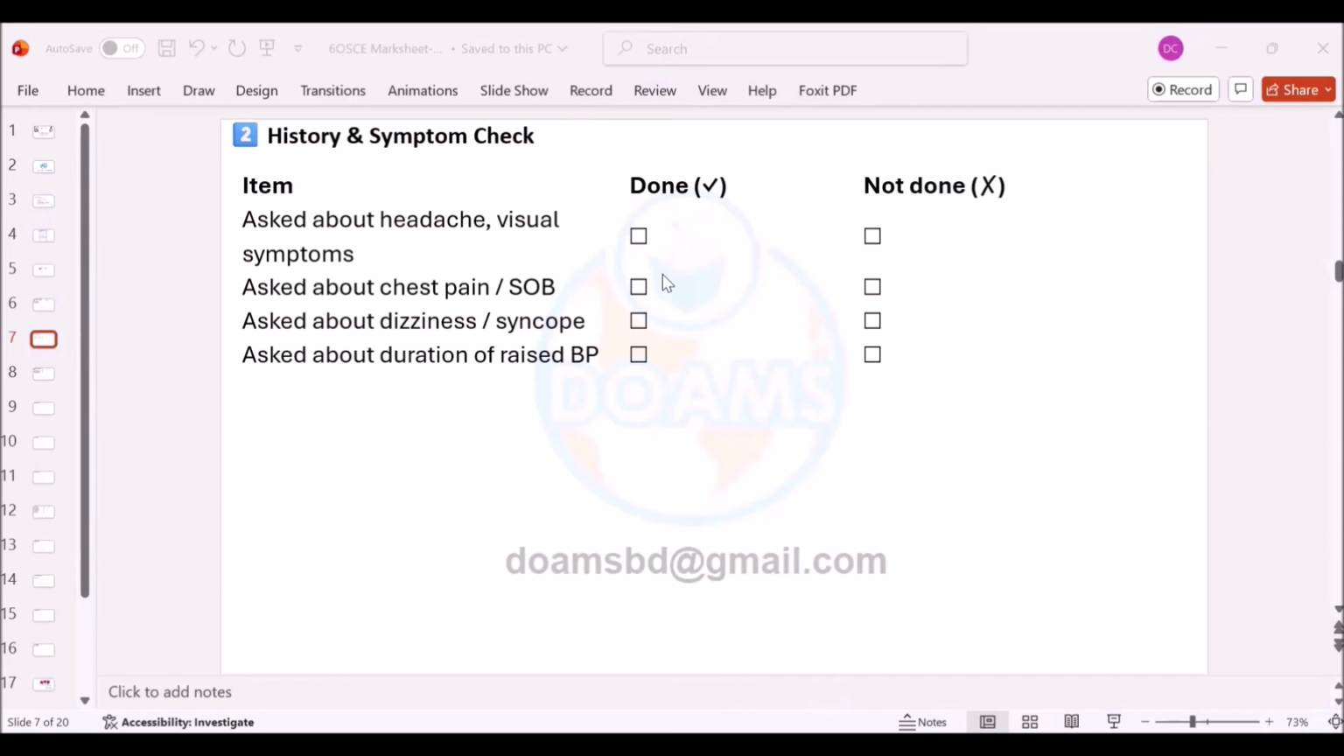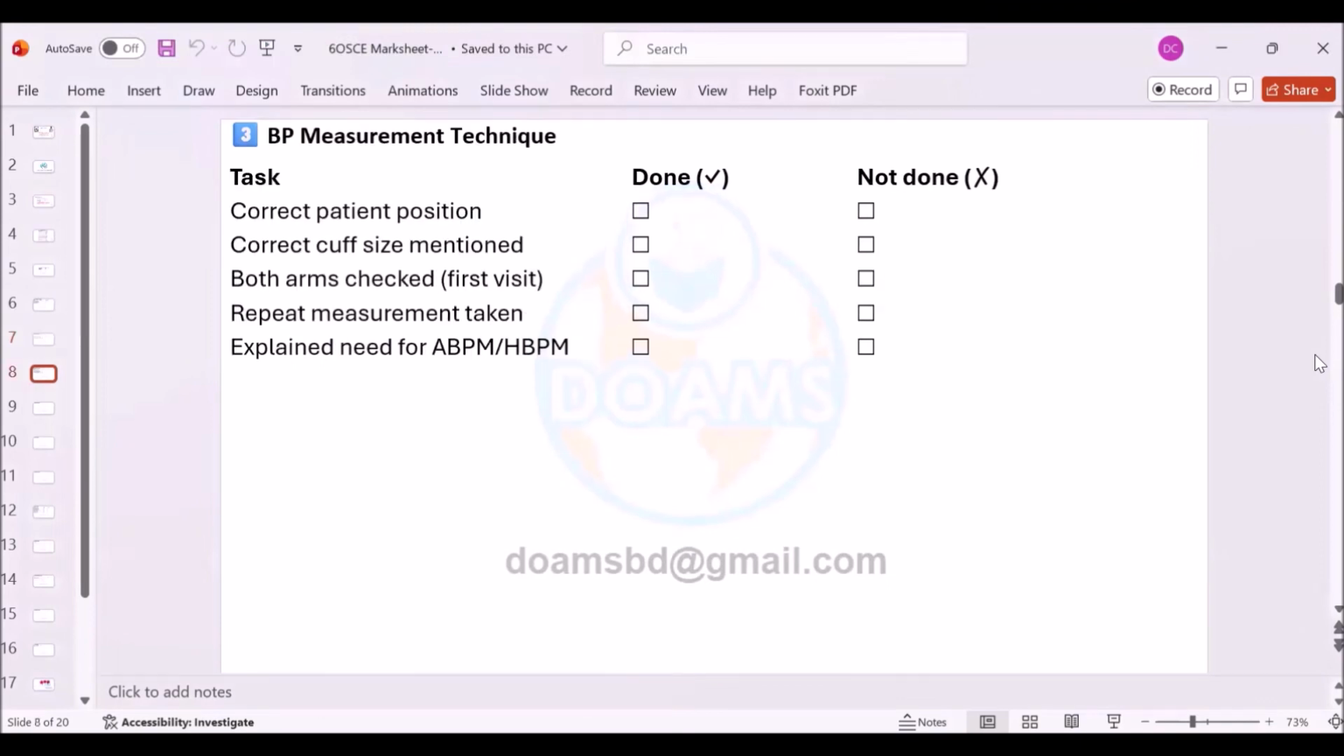In the history part, you mandatorily need to ask these things one by one, please. Next will be chest pain, shortness of breath, then dizziness, syncope, then duration of raised BP. Yes. If you miss any point, you will lose marks. The next slide. Next slide.